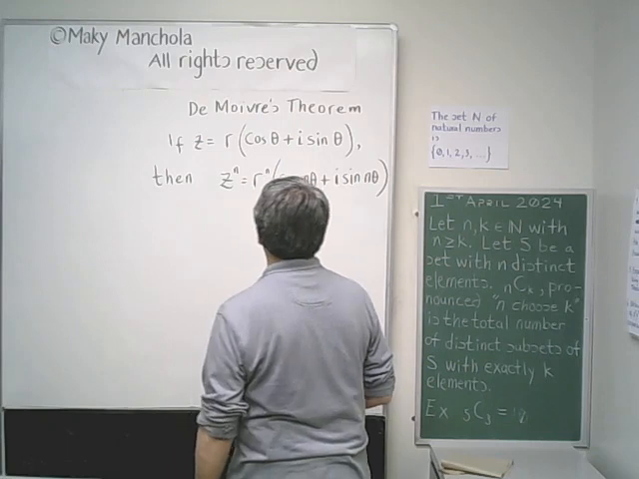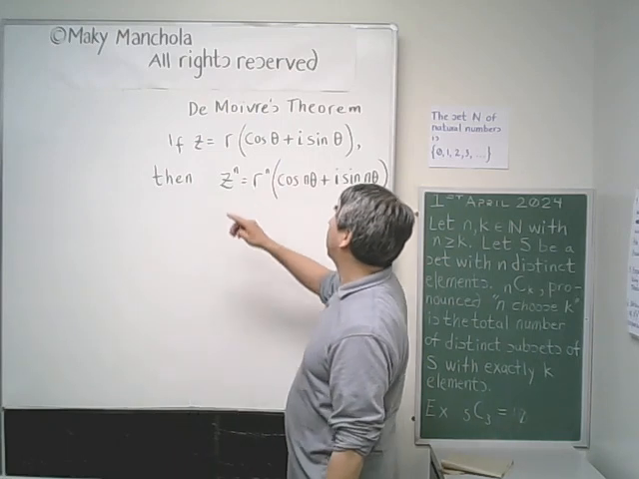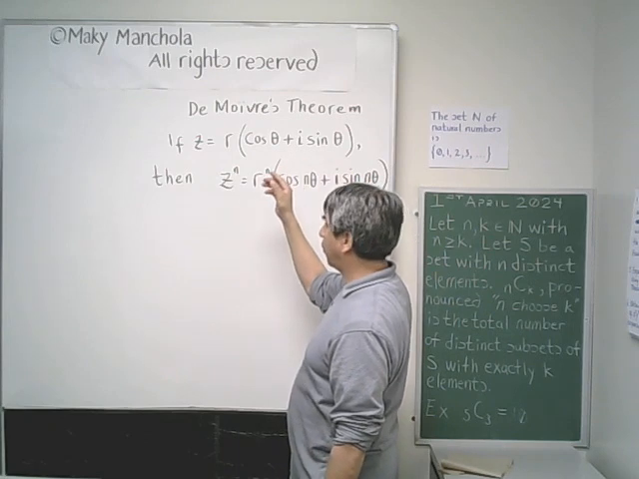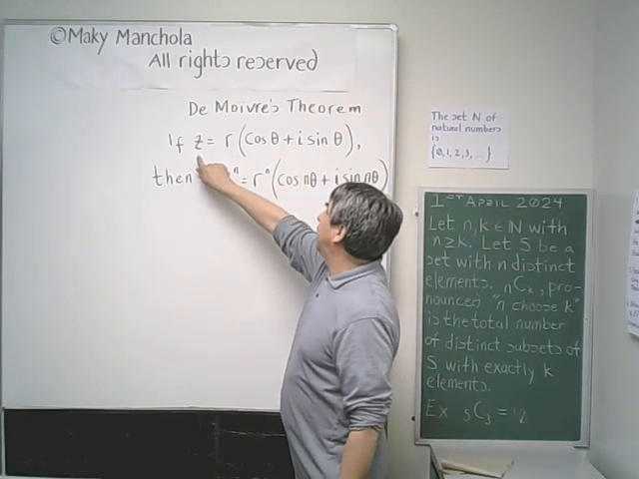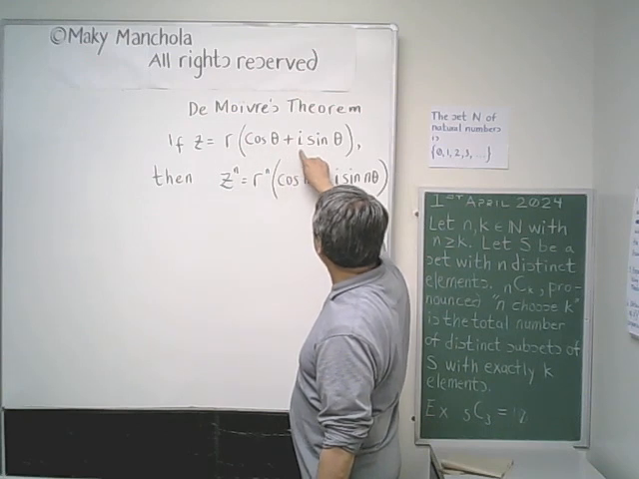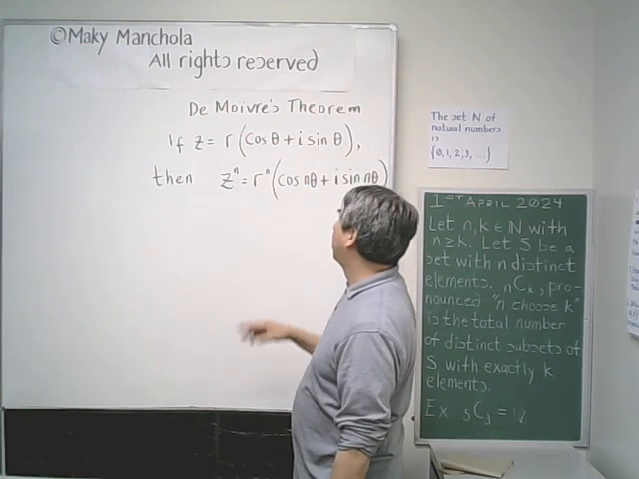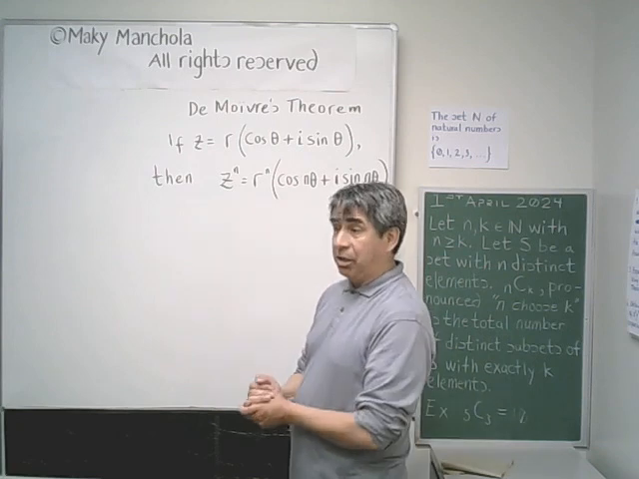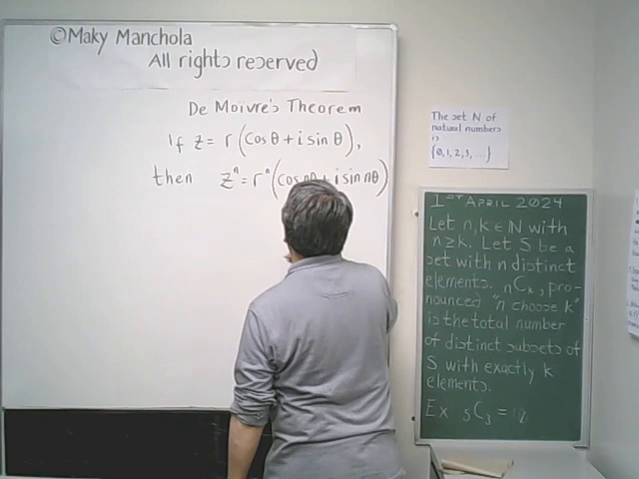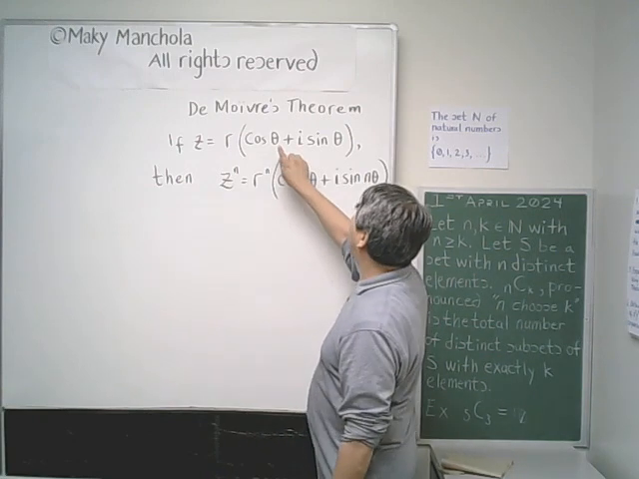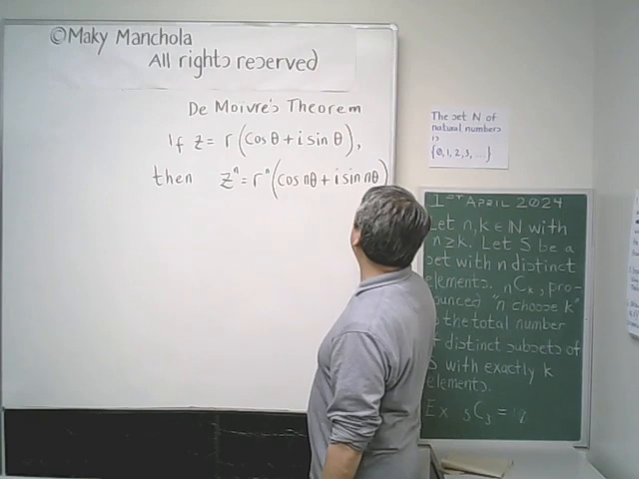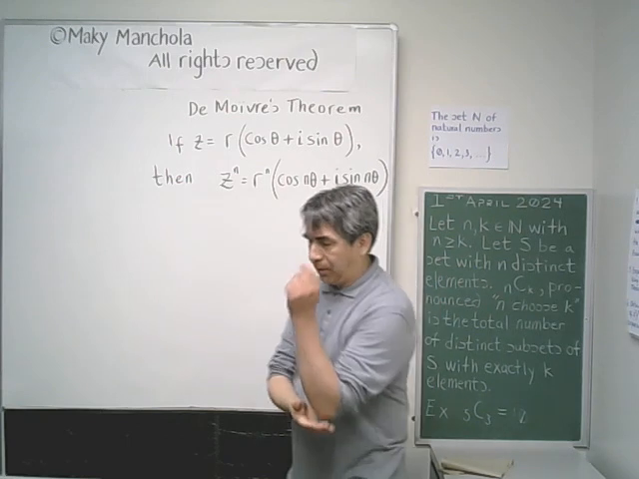Recall that DeMoivre's theorem states that if you have a complex number in polar form, z equals r cosine of theta plus i sine of theta, then z to the n power is going to be r to the n power, then cosine of n times theta plus i sine of n times theta.